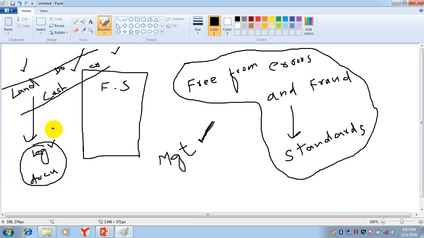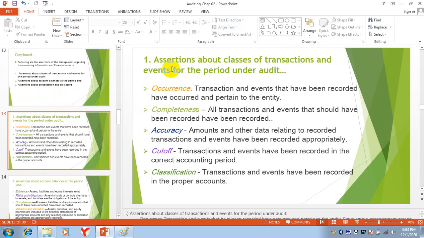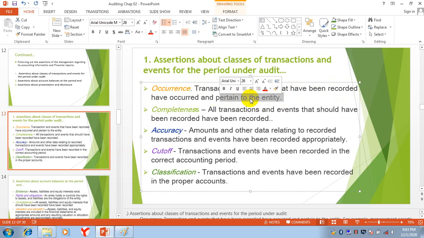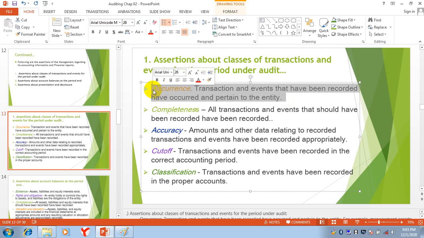Any other transaction, there is evidence of that transaction. So one claim of the company is about the occurrence of transactions, that the transactions and events that have been recorded in the accounting record have occurred. These transactions have occurred and pertain to the entity, and these transactions relate to the entity, and there is evidence. So when the auditor comes, he will check the evidence of all these transactions.